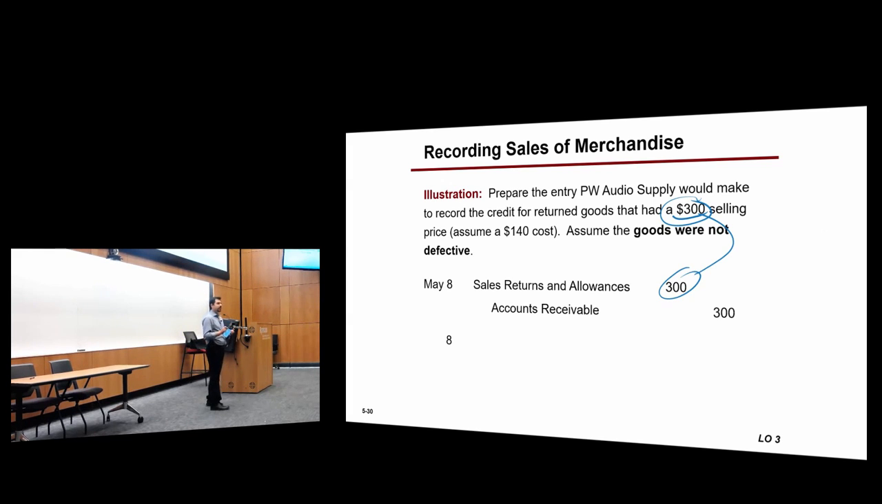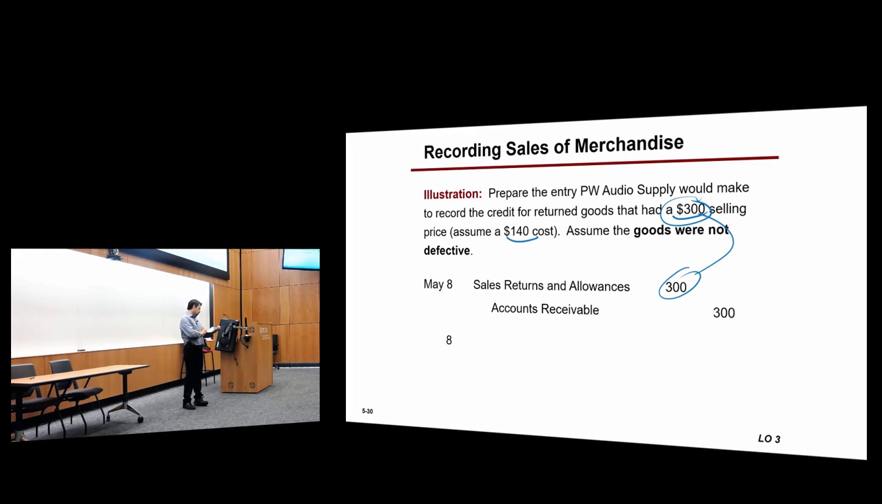The other part is expense and inventory. What happens to the inventory? Yes. It has increased. Why? They received those products back. It has increased by how much? 140. It did not increase at the selling price. This is the cost. Remember, inventory is at cost. Don't get mixed up. When you talk about inventory and cost of goods sold, this is cost. When you talk about revenues, you're talking about selling price. Okay? So in this case, we know that inventory has increased by 140.